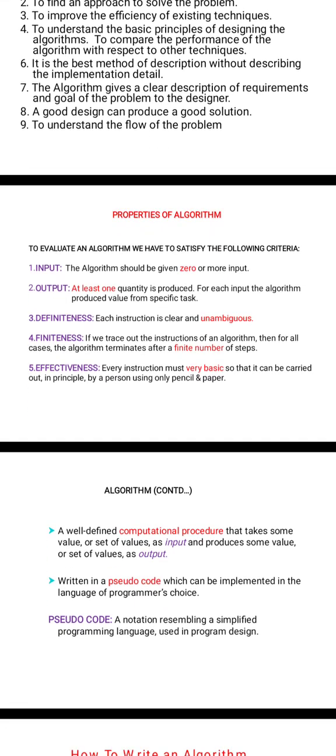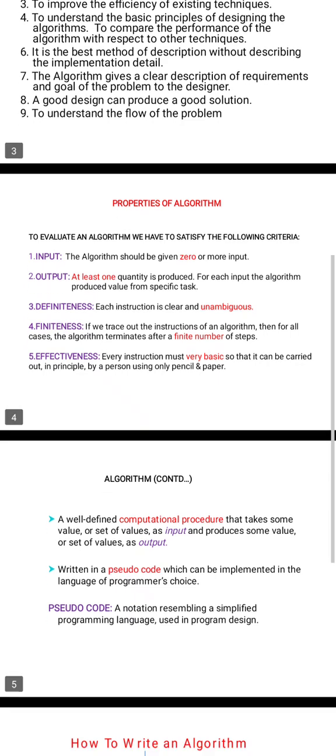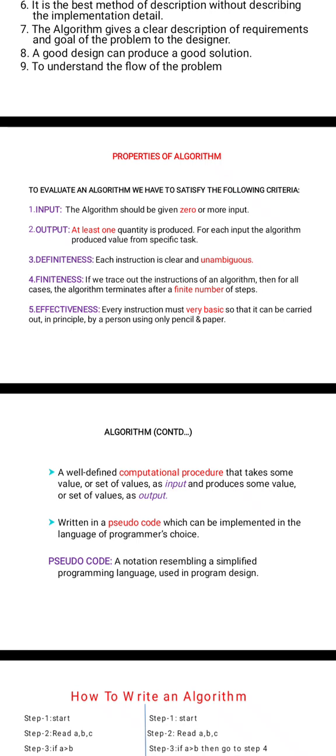Coming to the properties of an algorithm, to evaluate an algorithm we have to satisfy the following criteria. The five things we need to consider are input, output, definiteness, finiteness and effectiveness. Input means the algorithm should be given zero or more inputs. Output means at least one quantity should be produced while implementing the algorithm. Definiteness means each instruction should be clear and unambiguous.